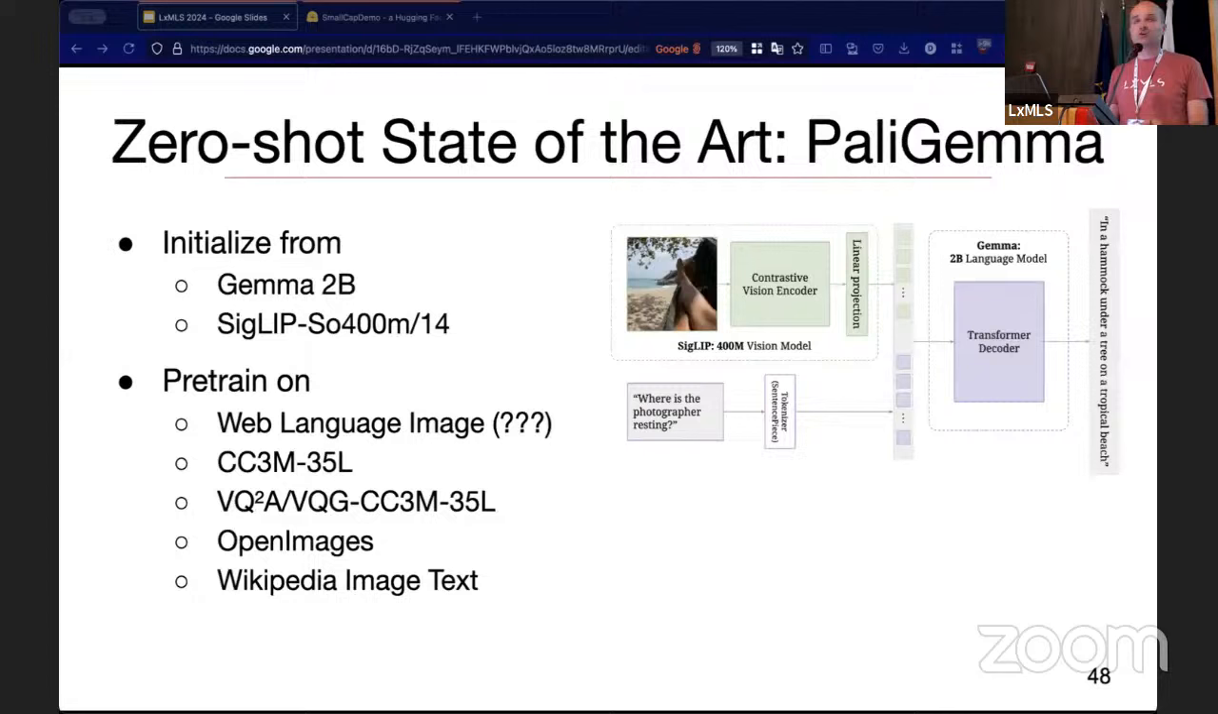The zero-shot state of the art is a model called PaliGemma, which was released very recently. It's initialized from a Gemma 2B language model and an image encoder called SigLIP, and it's pre-trained on a huge amount of data. Something called WebLI, web language image, which is extremely vaguely described by Google. But I know that it's probably at least 10 billion data points. And then there are also machine-translated versions of data sets like Conceptual Captions or VQA, and also a large data set of Wikipedia image-text pairs.